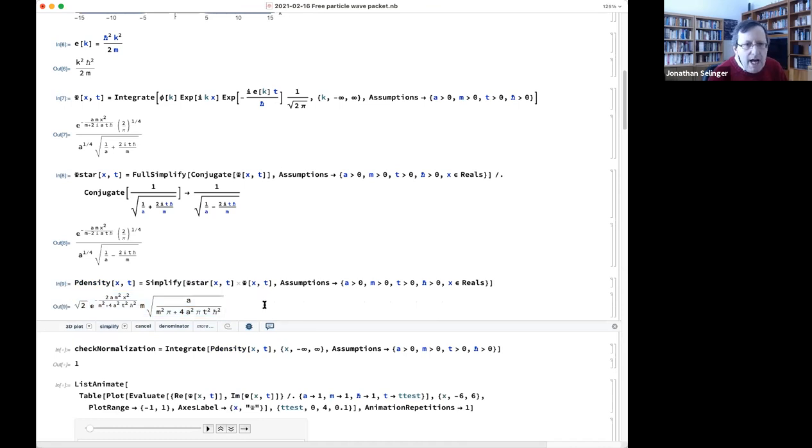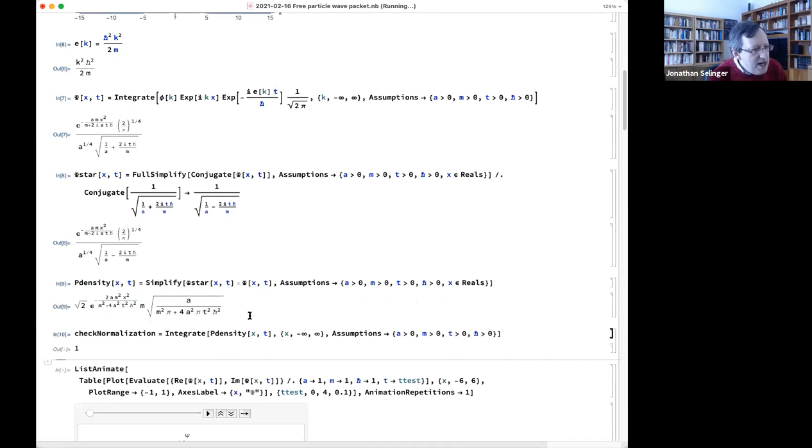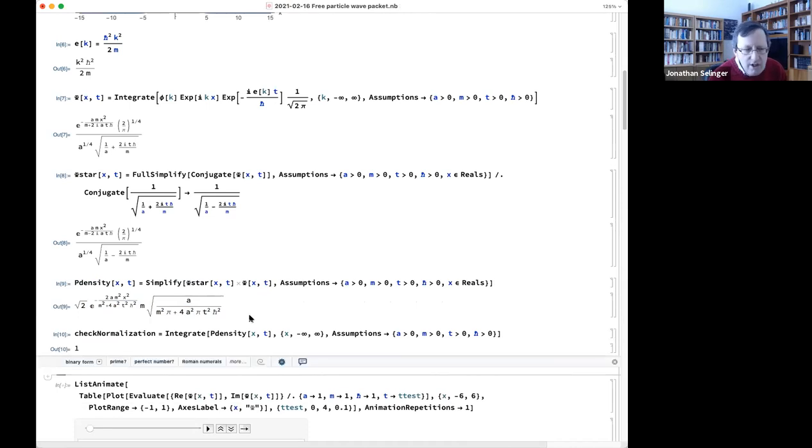Okay. I can check whether this probability density is normalized by just integrating it over all x. Yes, good. It's normalized, right? We had a proof of that back at the beginning of the semester, that if you have a wave function that starts off normalized, it stays normalized. So here's an example of that. It starts off normalized and it stays normalized.